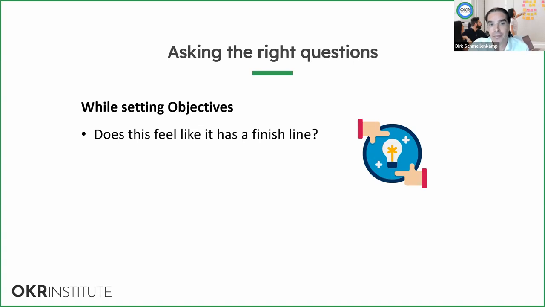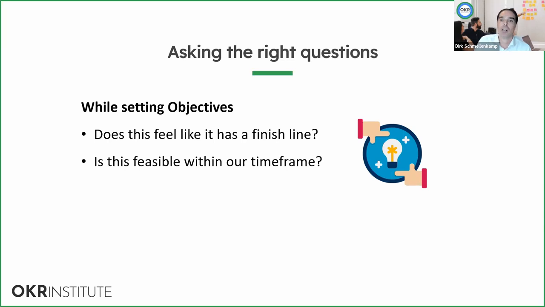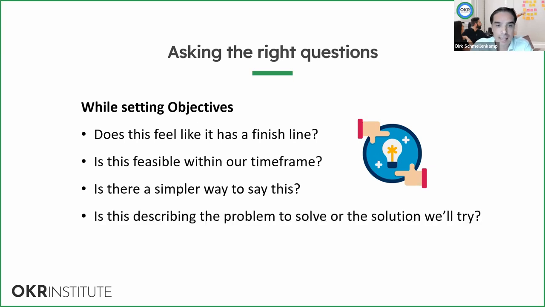Does this feel like it has a finish line, and is it feasible within our time frame? Can I achieve that? Even if I stretch and set aspirational goals, it should still be achievable, also if you only achieve 60 or 70%. Is there a simpler way to say it? Yeah. So don't just downsize the size of your objectives, make it simple and easy to understand.